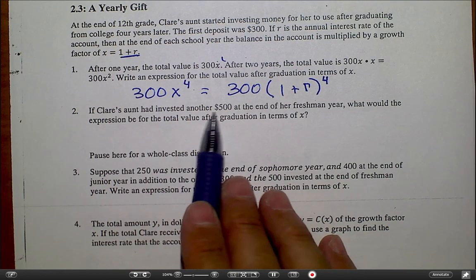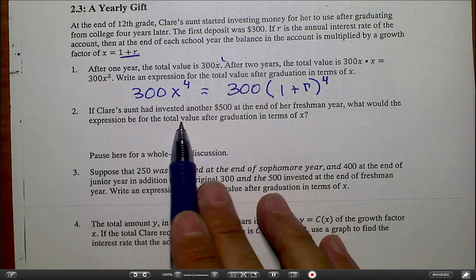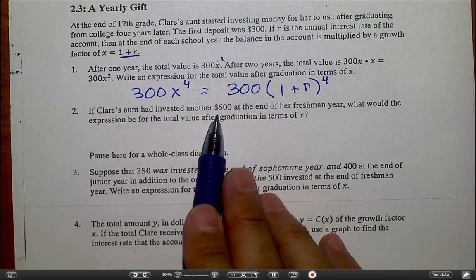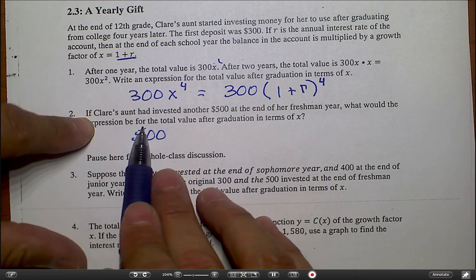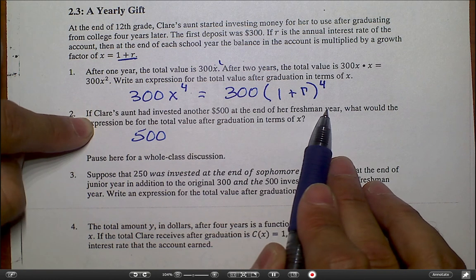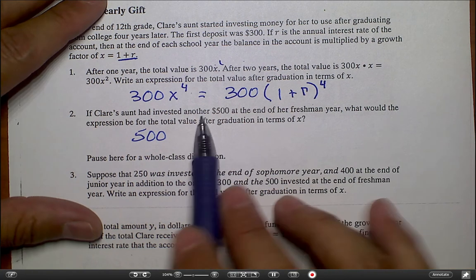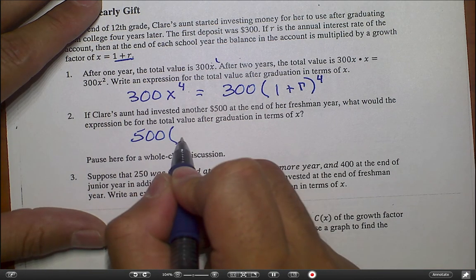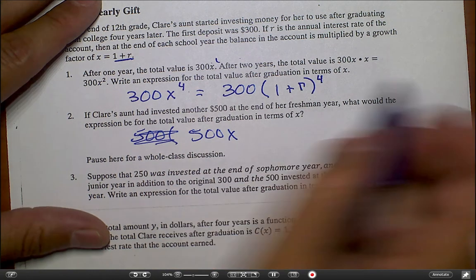If Claire's aunt had invested another 500 at the end of her freshman year, what would the expression be for the total value after graduation in terms of X? So let's look. For this, I would start off with invested 500, right? So 500. What would be the expression at the end of her freshman year? So freshman year, high school. What would it be? So if she invested it earlier, it would be like this, right? 500 times 500 X to the end of her freshman year.